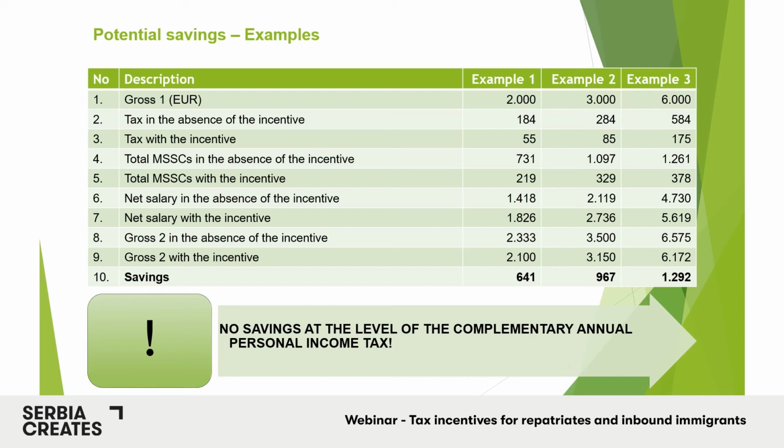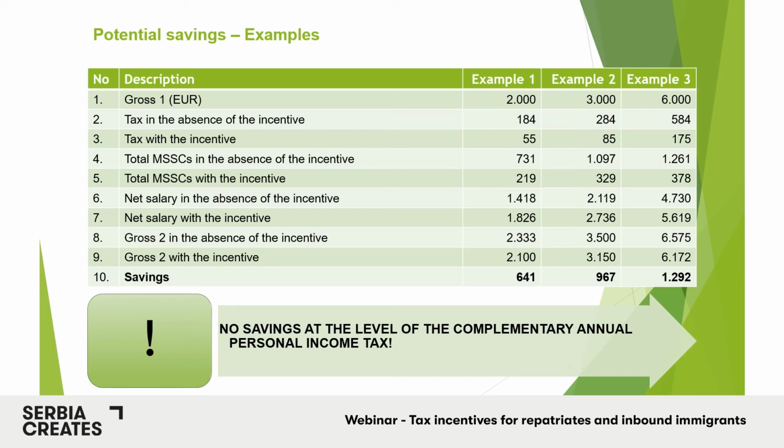The one negative side of this incentive is that it does not apply to the complementary annual personal income tax, which is paid in Serbia, which means that the employee who is benefiting from this incentive will not be able to use the same basis on which he or she paid salary tax and mandatory social security contributions for the purposes of the complementary annual personal income tax, but will have to report the full gross salary and pay this complementary tax on this full basis.